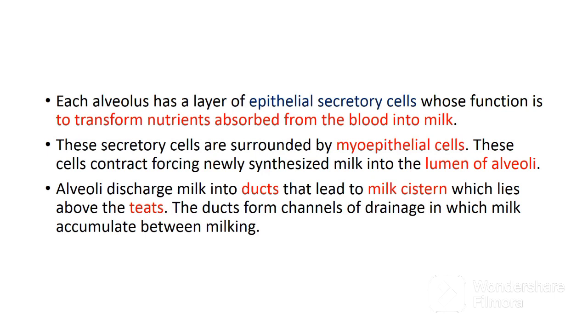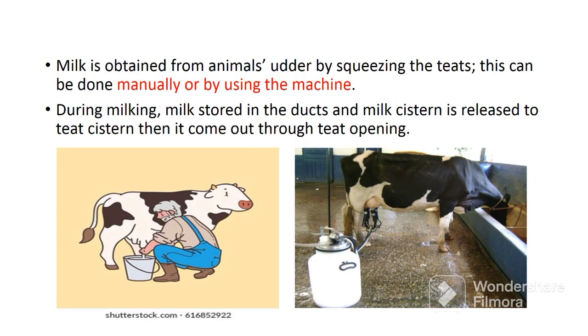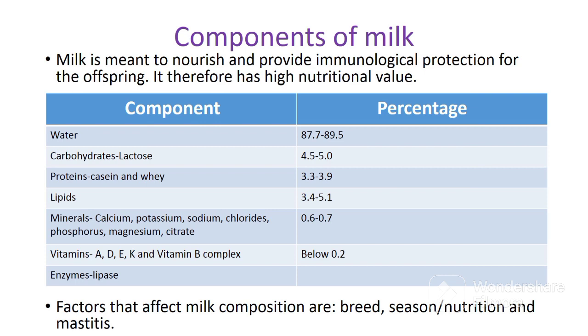Alveoli discharge milk into ducts that lead to milk cistern. Milk cistern lies above the teats. The ducts form channels of drainage in which milk accumulates between milking. Milk is obtained from animals' udder by squeezing the teats. This can be done manually or by using the machine as shown in the figures below. During milking, milk stored in the ducts and milk cistern is released to teat cistern. Then it comes out through teat opening. Milk is meant to nourish and provide immunological protection for the offspring. It therefore has high nutritional value.